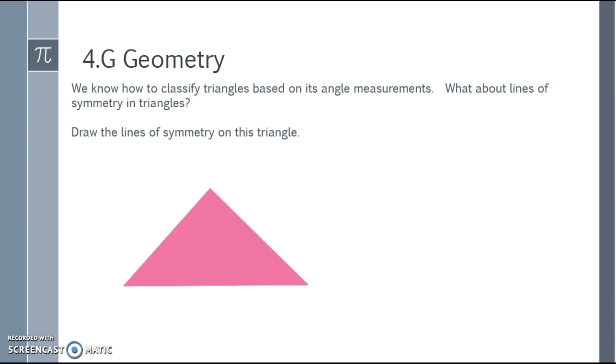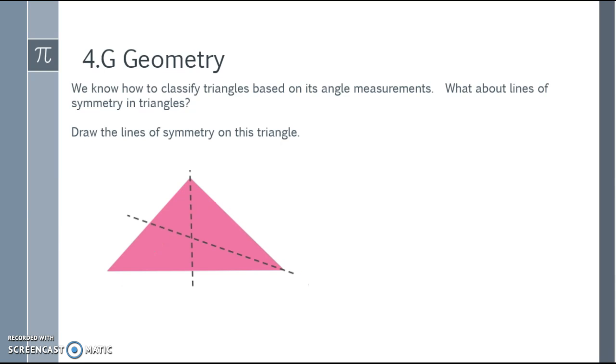Draw lines of symmetry on this triangle. I can draw a line of symmetry from the top vertex through the bottom. However, if I were to draw a line from this vertex across and fold it, it wouldn't be the same shape. This triangle only has two equal angles. These are the equal angles here and here, and we only have one line of symmetry.